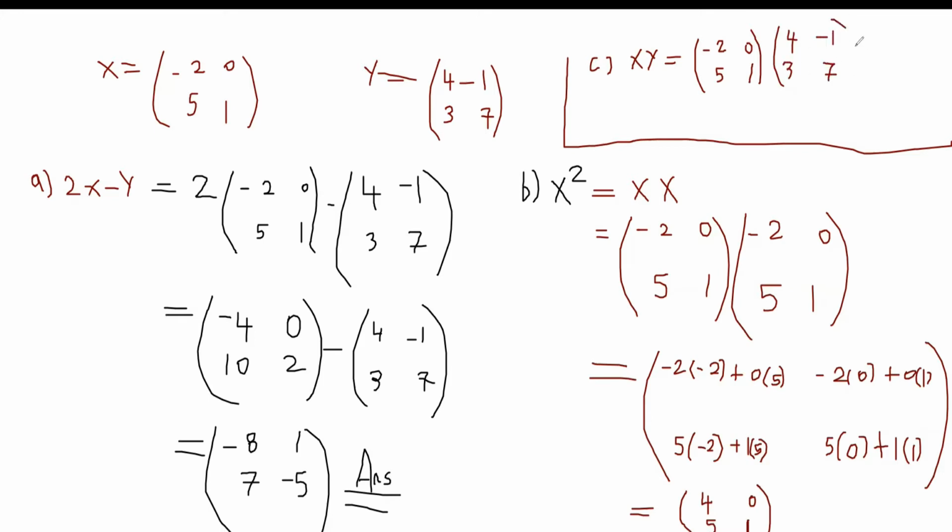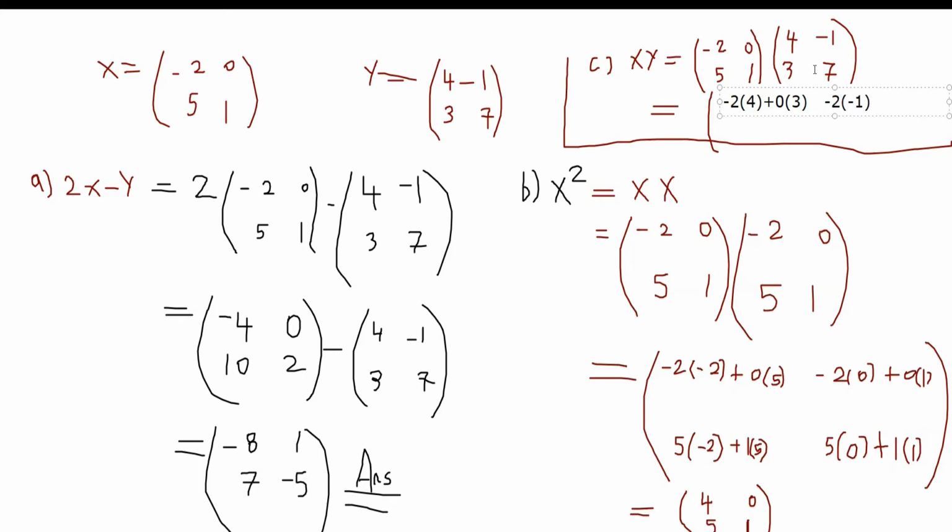So multiply these two matrices again. It's going to be row by column, this row by this column. So it's going to be negative 2 times 4 plus 0 times 3. That's what we have right there. Then the element for this row and this column now is going to be negative 2 times negative 1.